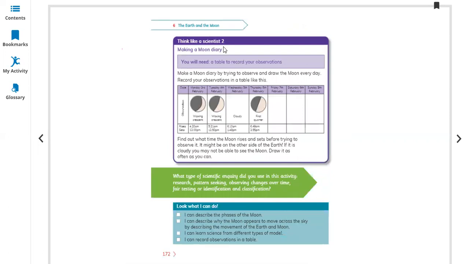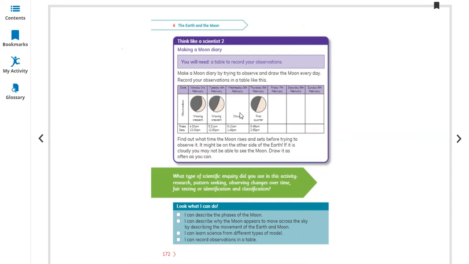Think like a scientist too. Making a moon diary, you will need a table to record your observations. You can see here the timings, 4:20 p.m., 12 p.m., 5:21 a.m., and different times you will see in the sky. You will record. Make a moon diary by trying to observe and draw the moon every day. It's up to you. You can write for a month or for a week, according to you. If you cannot write it, just draw the shape with the day and time.